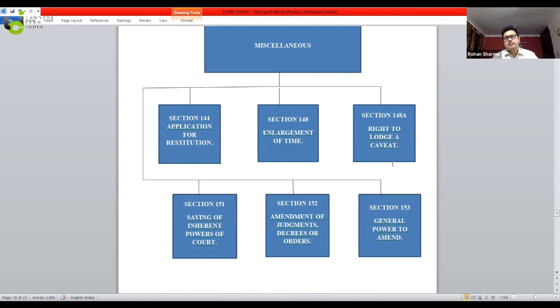In what circumstances can these powers be resorted to? What are the cautions, of course, which the court should be conscious about when they are resorting to 151 jurisdiction? What are the important judgments? How the jurisprudence has developed is what we'll deal with when we deal with the requisite section.